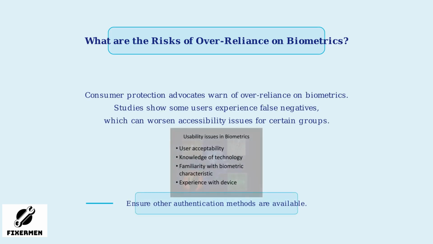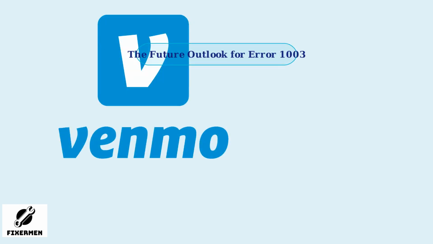Studies show some users experience false negatives, which can worsen accessibility issues for certain groups. Therefore, it's important to ensure other authentication methods remain available. Looking ahead, the future outlook for Venmo's error code 1003 points to significant improvements through technological advancements. Trends indicate fewer manual interventions as authentication processes become more automated and reliable.